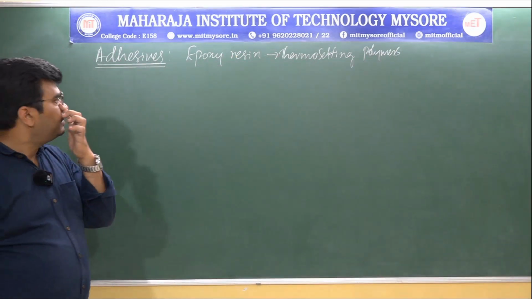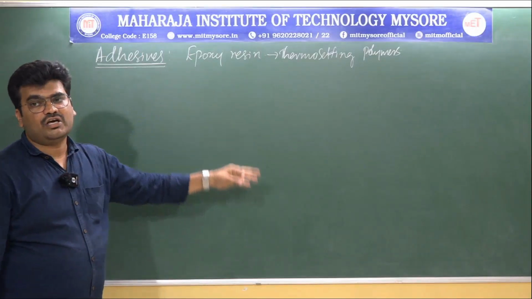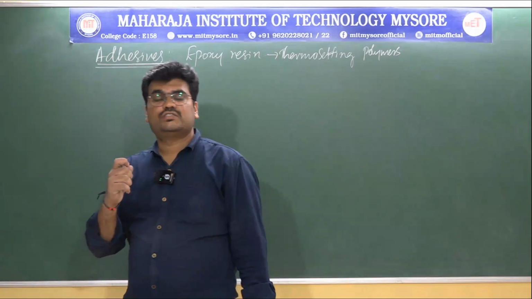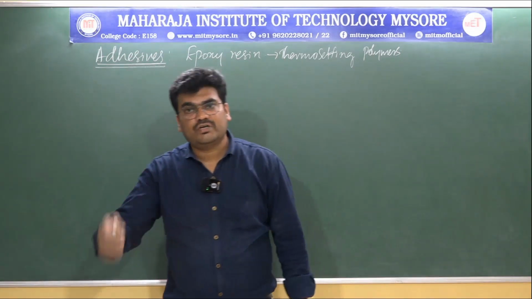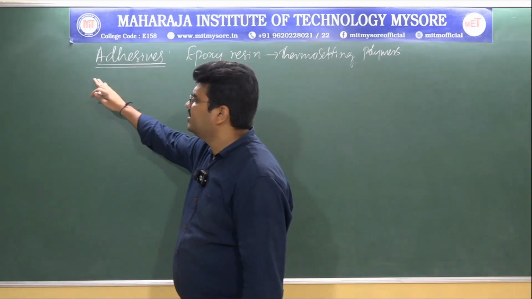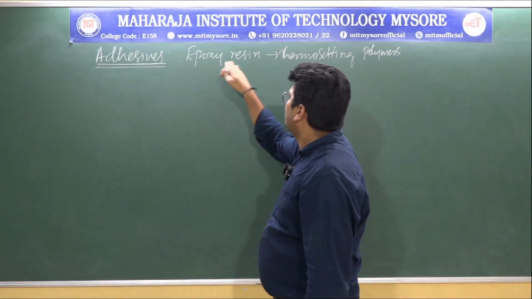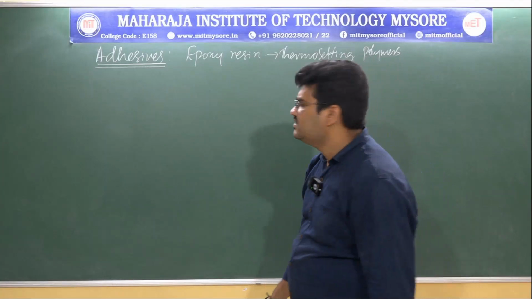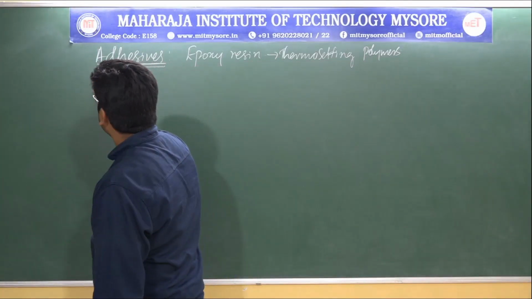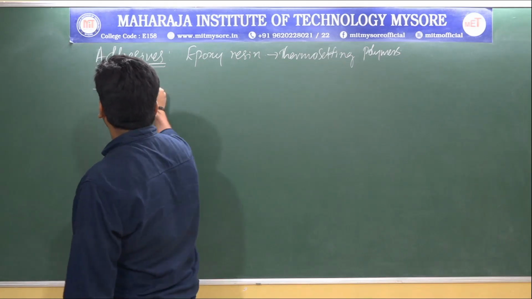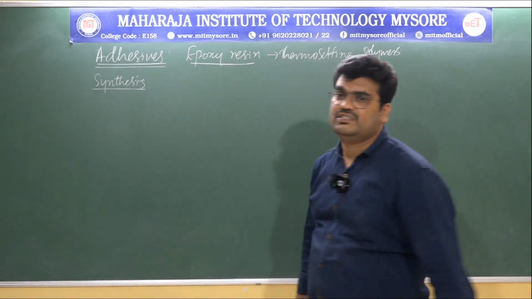Once again I will repeat the definition. These are polymeric non-metallic compounds which can hold two materials firmly together by surface attachment. The best example is epoxy resin. Now we can see the synthesis, properties, and industrial application of this epoxy resin.